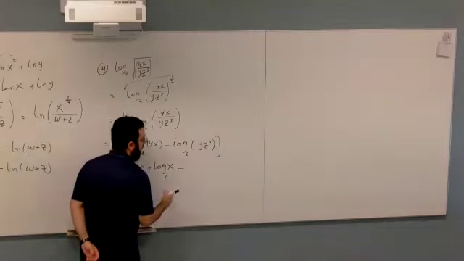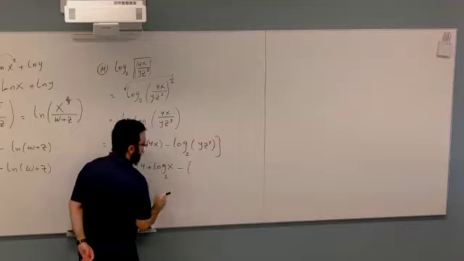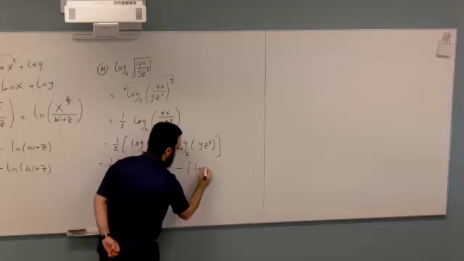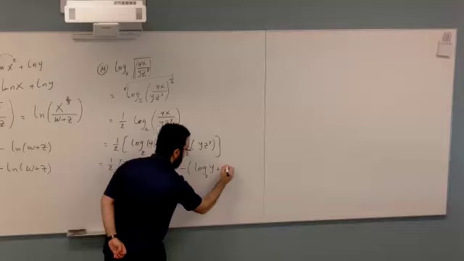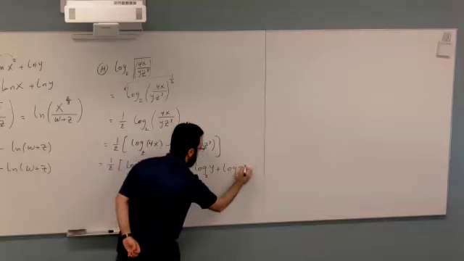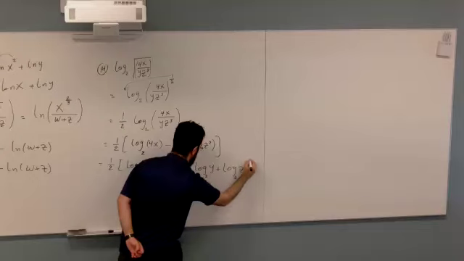Can I do the same thing here? Parentheses, because the minus is for everything here. So it's going to be log to the base 2 to the y plus what? Log to the base 2 z cubed. You factor out the log too?